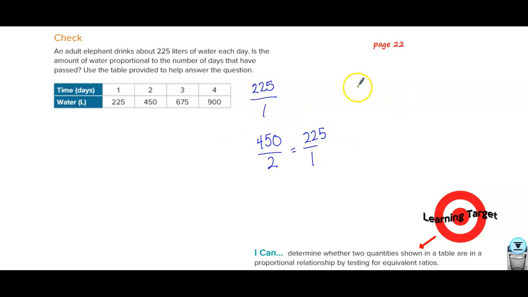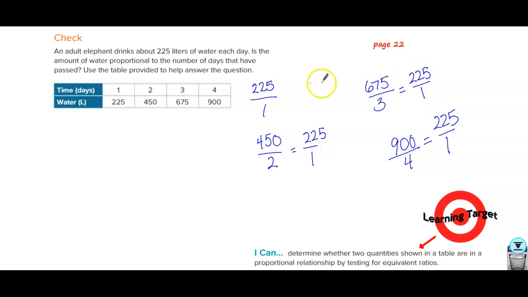Then we would take 675 over 3 and change it to a unit rate. So over 1, 675 divided by 3 is, you guessed it, 225. And the same for 900 over 4. If we put that as a unit rate, it is also 225. So because these are all equal to the same fraction, the ratios are proportional, and that makes the table proportional.